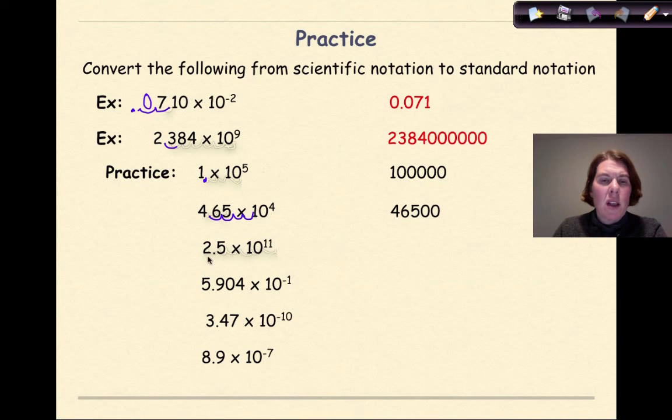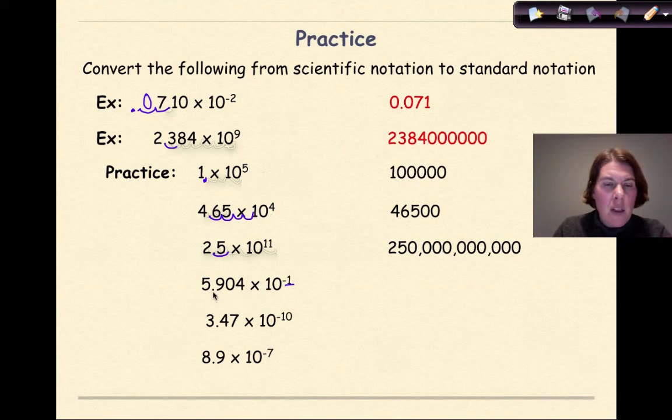2.5 times 10 to the 11th. So we're going to move this over 1 and then add on 10 more zeros. And we get this very large number right here. Now we switch to a negative exponent. And remember, when you have a negative exponent, to get back to the original location of the decimal, we're going to move it over to the left. So here's my decimal, and I'm going to move it over to right here. So 1 spot. So that's why that's 0.5904.